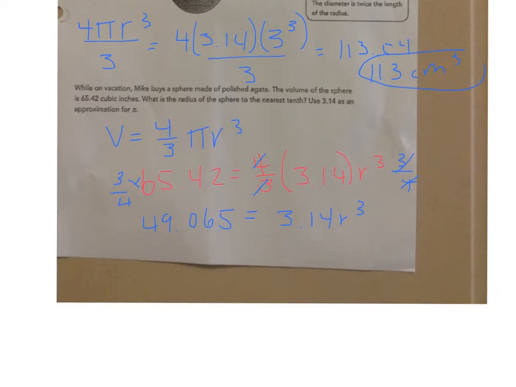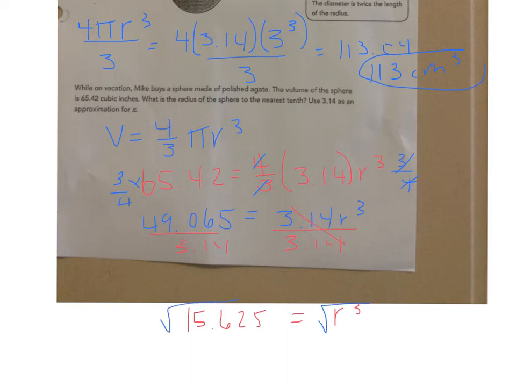Okay, so we want to get r cubed alone, so we're going to have to divide both sides by 3.14. Those are going to cancel out, so you're going to get r cubed equals 15.625. But we don't want r cubed, we want r. So now we're not going to take the square root because it's a cube root, so we're going to take the cube root this time.